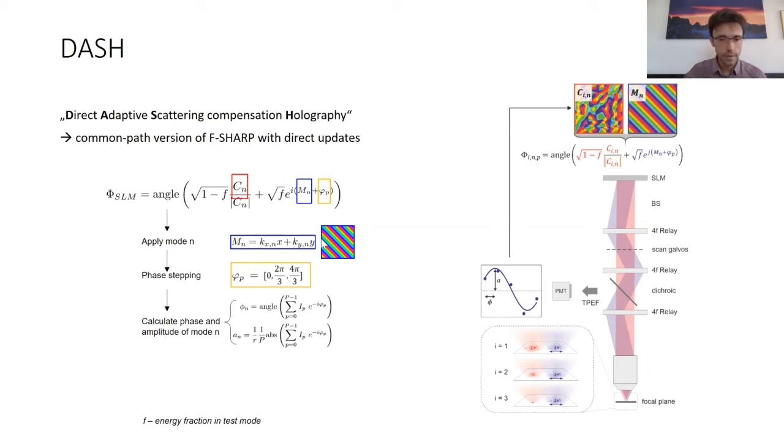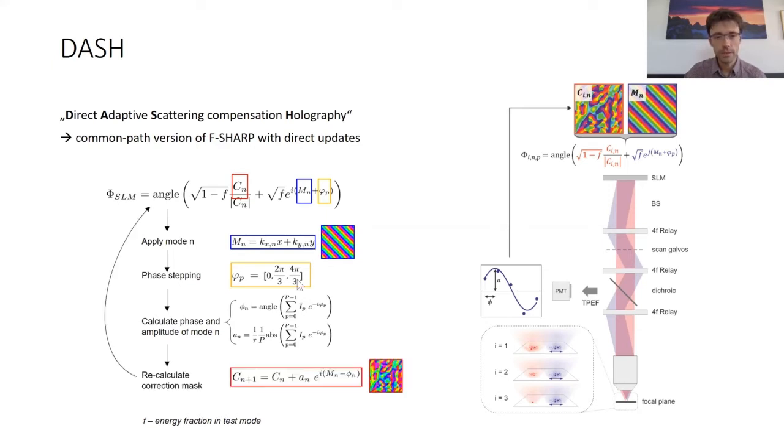In the phase stepping process, we find out what the best phase of this particular mode is. And this is now another difference to F-sharp: we immediately update our correction pattern C by adding, in a complex way, the just tested plane wave mode with its optimal phase to the old correction pattern. Therefore, if we then go and measure the next plane wave, we already have a slightly improved pattern C, which already brings us a little bit out of the noise.